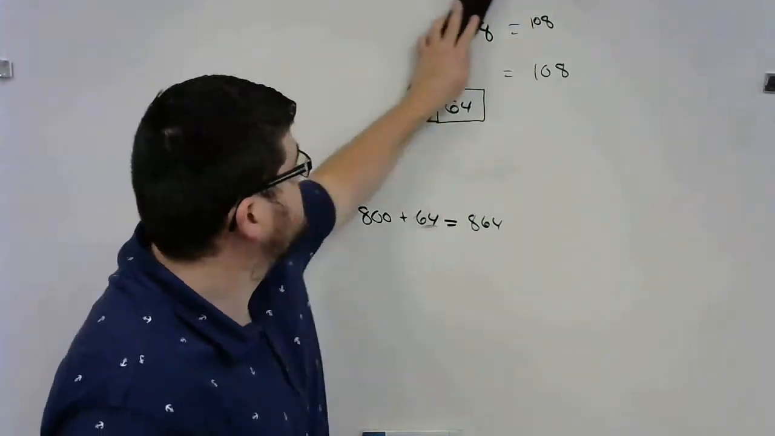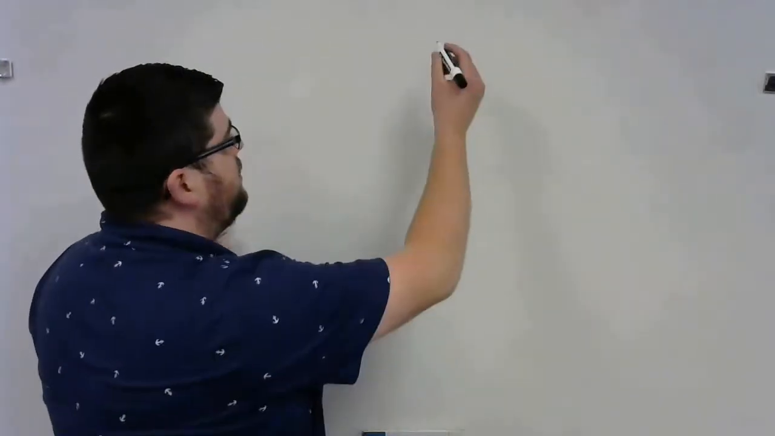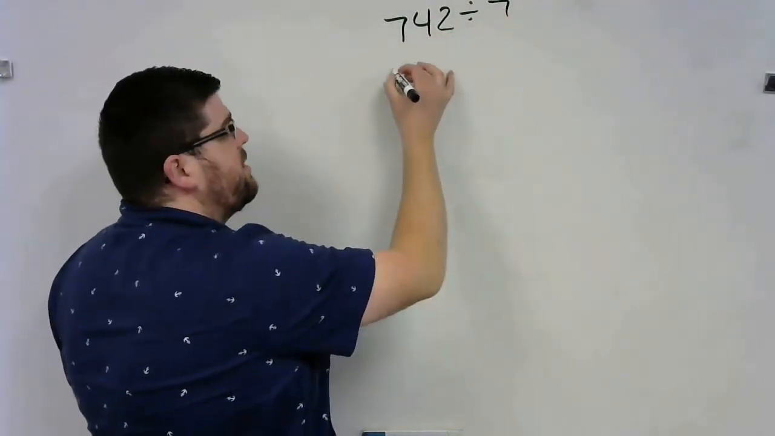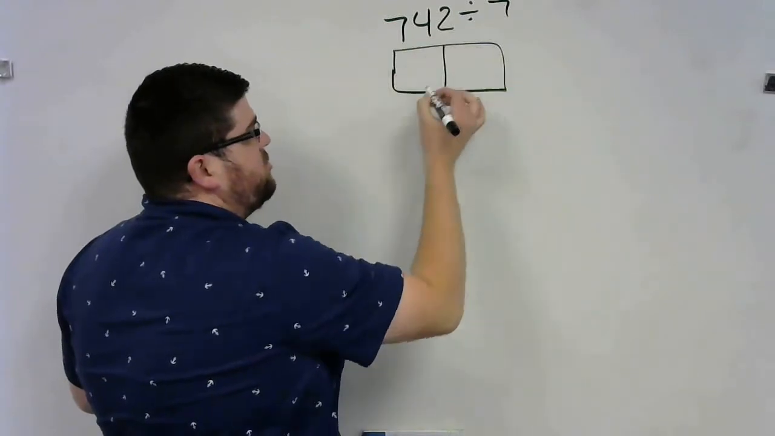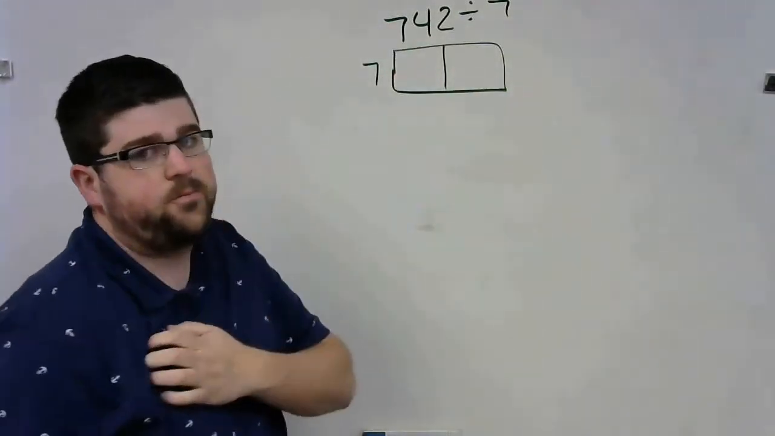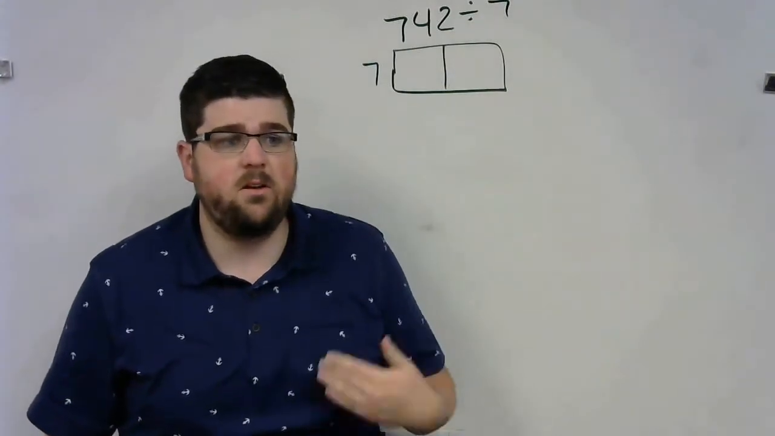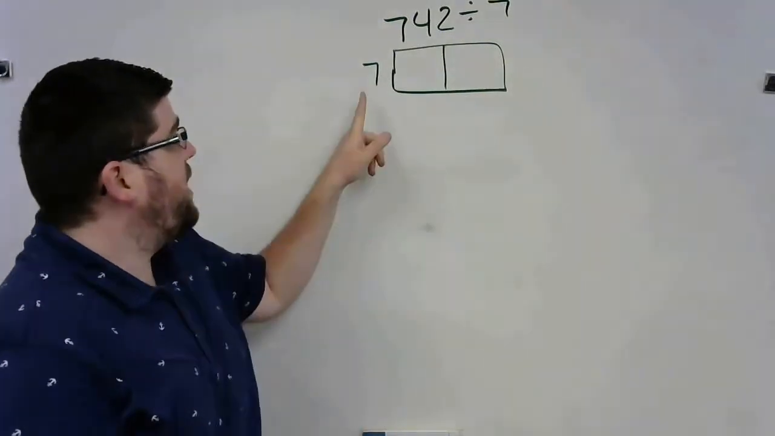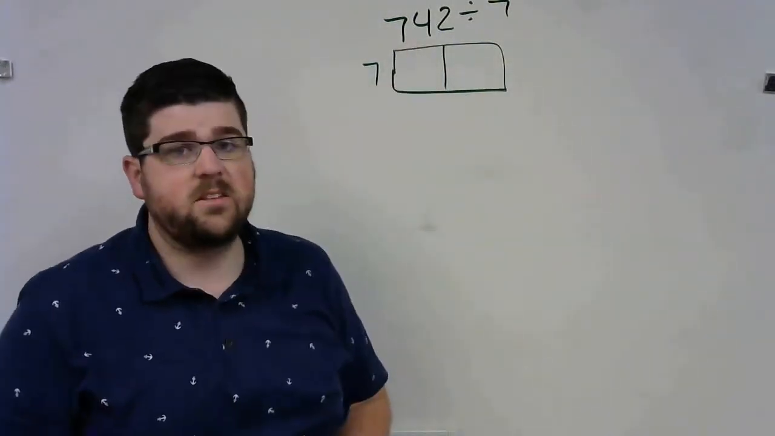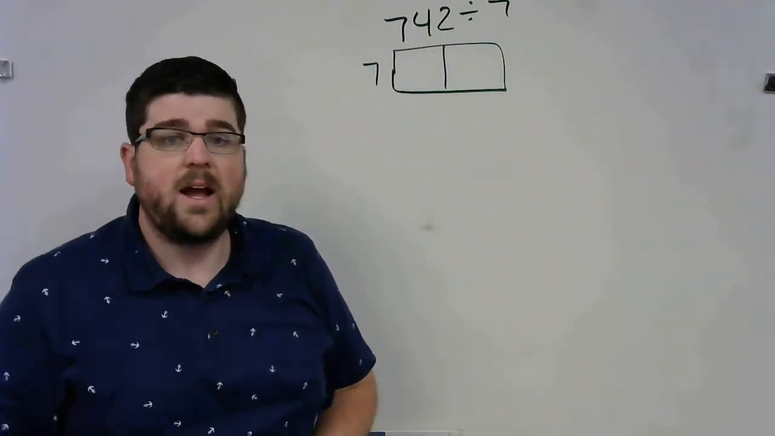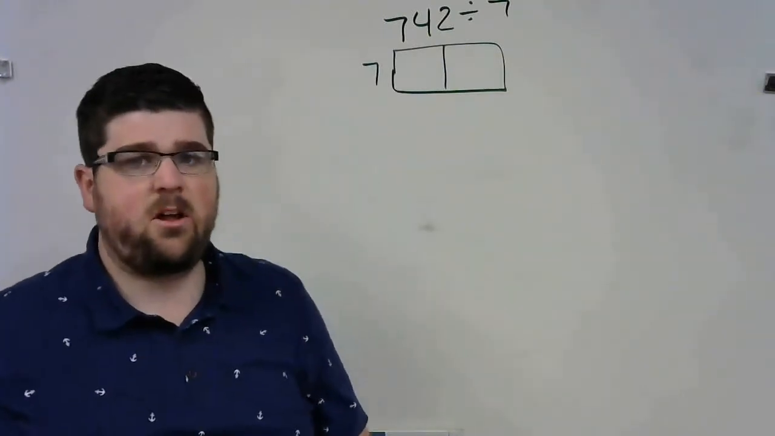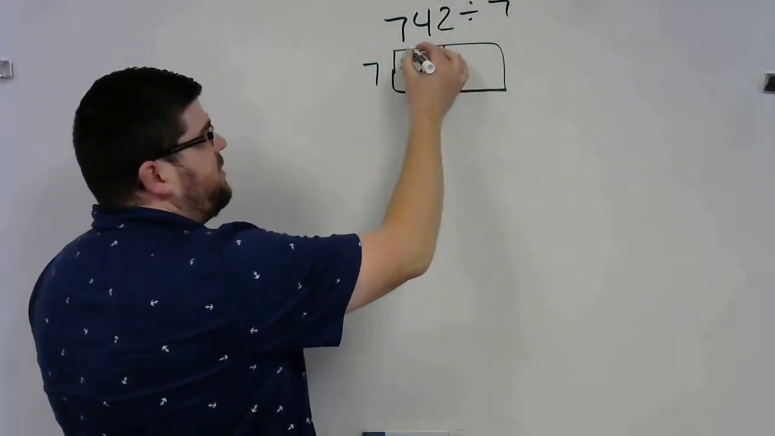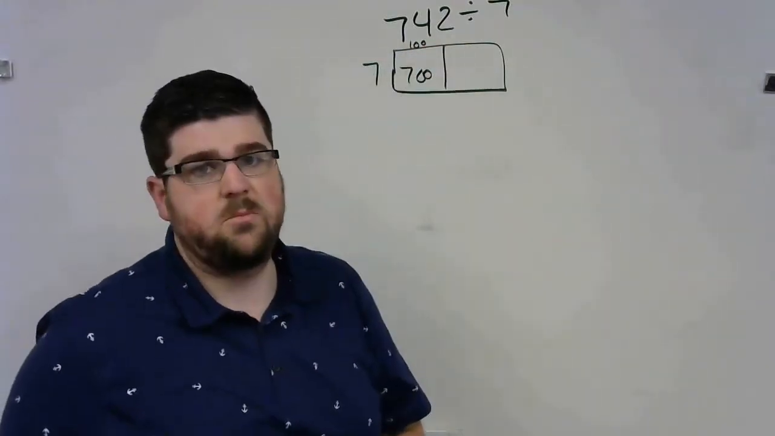Let's try another one. Let's do 742 divided by 7. I'm going to start by drawing my two boxes. I'm going to put a 7 out here. Now, if I can do 7 times 10 or 7 times 100, I'm going to use those first. So can I do 7 times 100 and have it be less than 742? I can, and it has to be less so we can break down that 742 into smaller facts. So in this box, I'm going to put 700. 7 goes into 700 100 times.